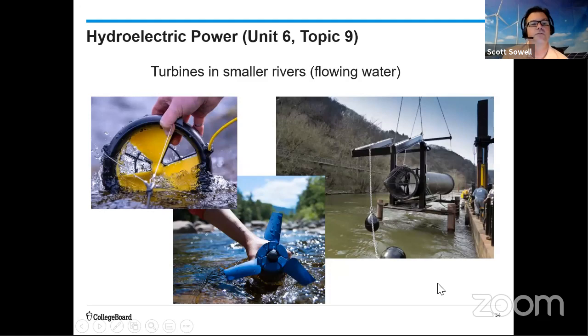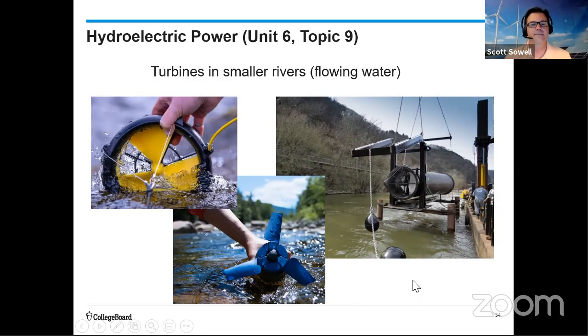Another way to generate electricity from flowing water is to simply put a small turbine and generator directly into flowing water. As opposed to a dam, these just go right into the water, the turbine spins, and that makes a generator rotate to make electricity. A lot of these are marketed for individuals who camp and hike or are outside a lot to charge up small devices.